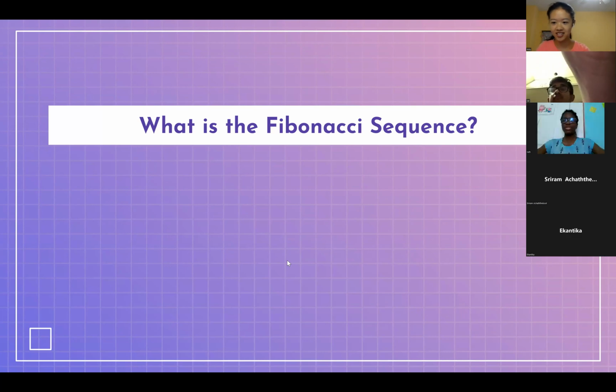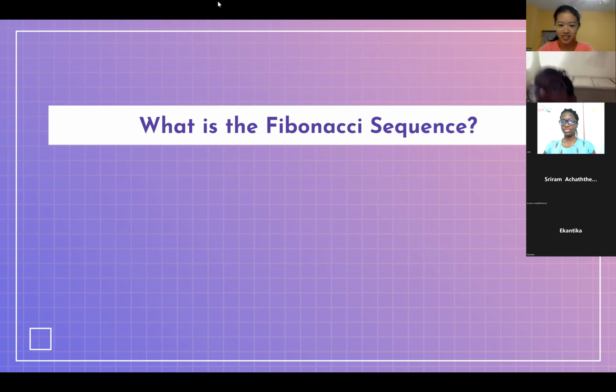So does anyone know what the Fibonacci sequence is? Has anyone heard of it before? Yeah, someone put the beginning of it in the chat.